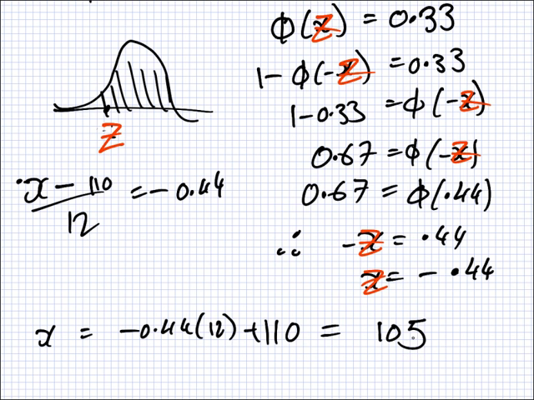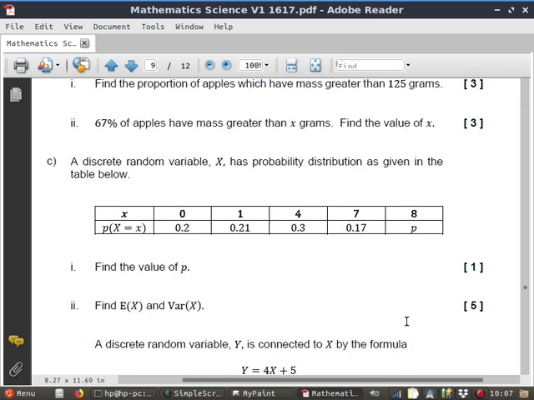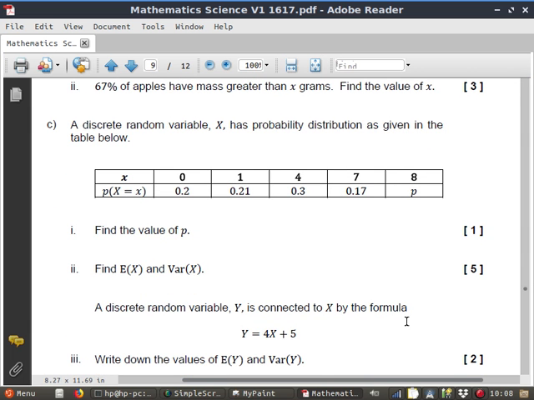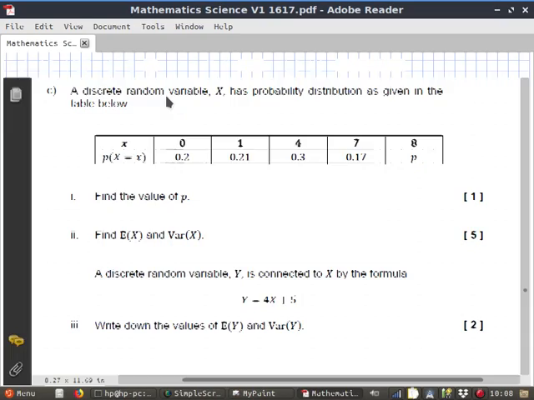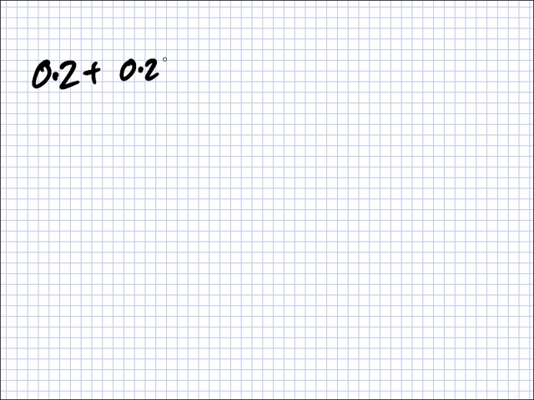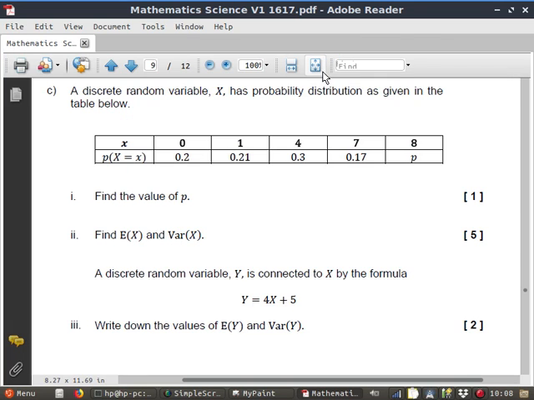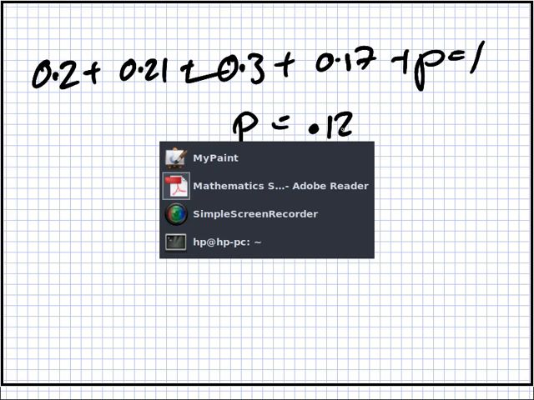104.72. Okay, 105 then. Find P. Well, that's okay. We just have to make sure it adds up to 1. 0.2 plus 0.21 plus 0.3 plus 0.17 plus P equals 1. So what does the P work out then to be? 0.12.